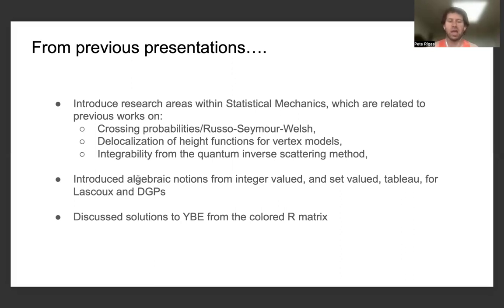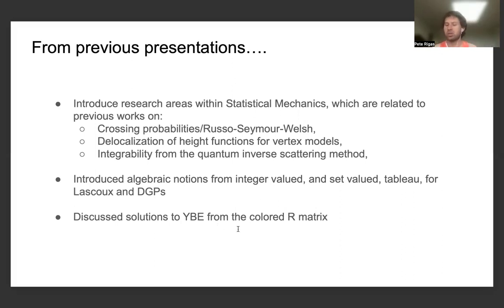And we introduced algebraic notions from the integer valued and set valued tableaux from Lascoux and double Grothendieck polynomials, which was related to the colored R matrices. This is ultimately a very important feature of the quantum inverse scattering type method, because it's related to the fact that this R matrix is going to satisfy and be a solution to the Yang-Baxter equation.